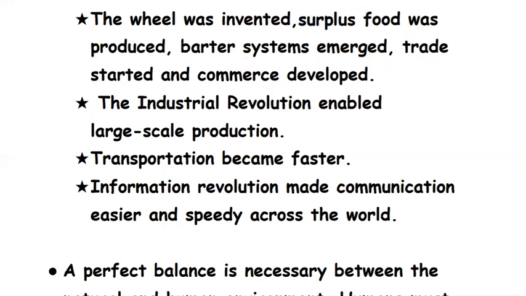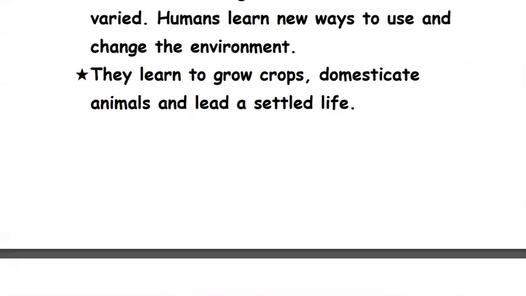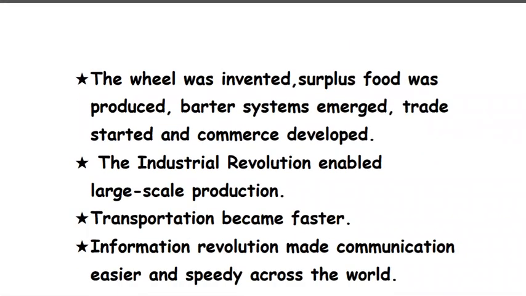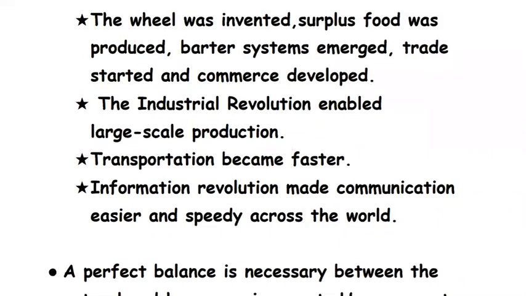Barter systems emerged. As we have seen above, they used to grow crops so they could produce food on their own. Then the barter system emerged. What is the barter system? Nowadays we give money and buy things, but before, people used to use the barter system. Barter system means if I have 1 kg of rice and you have 1 kg of wheat, I want wheat and you want rice, so I will give my 1 kg of rice to you and you will give your 1 kg of wheat to me. So this was the barter system. It had emerged, meaning it had begun.